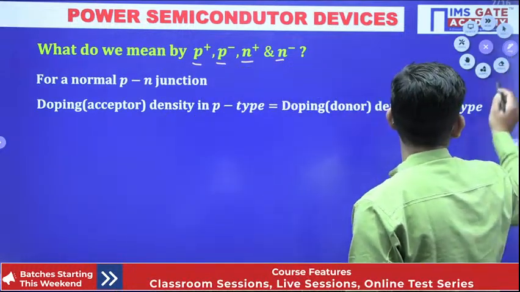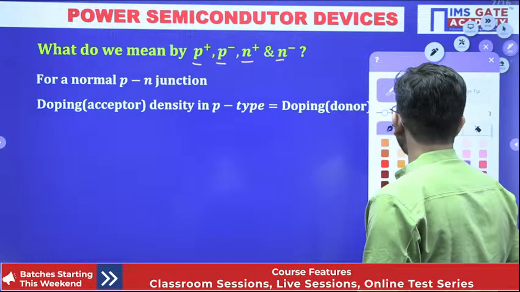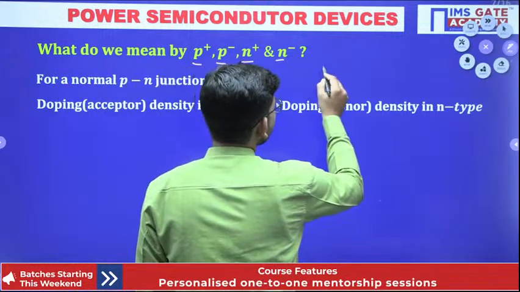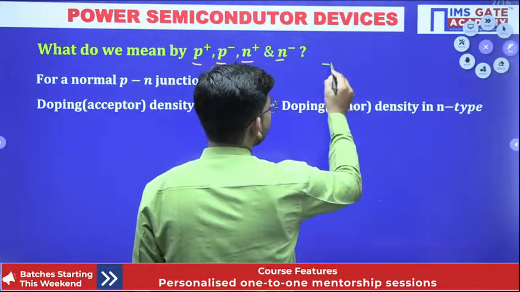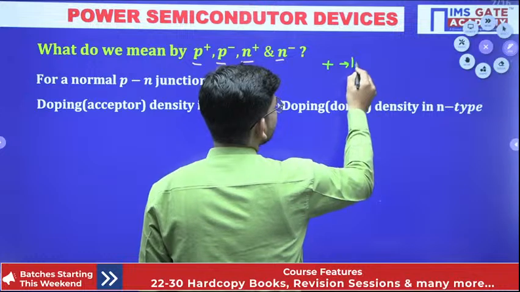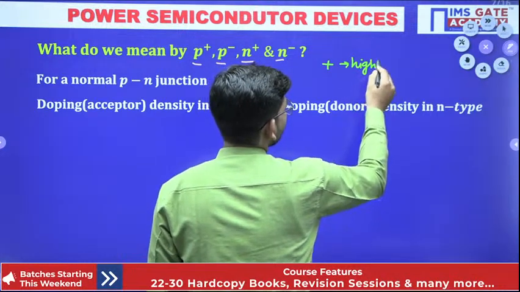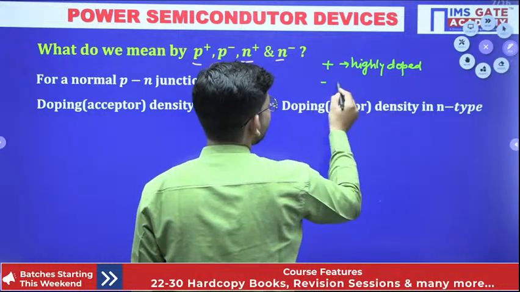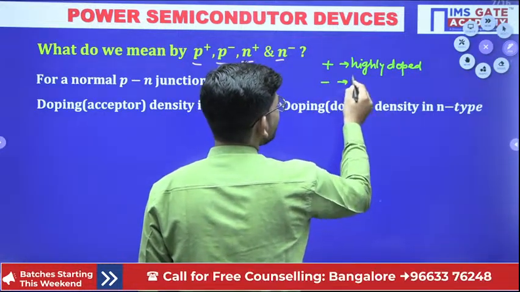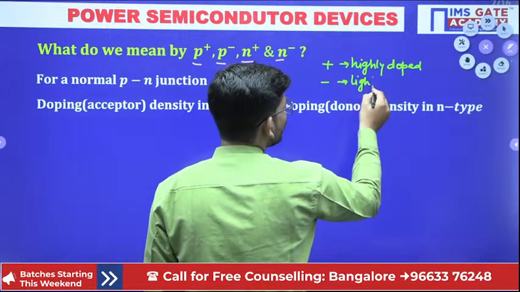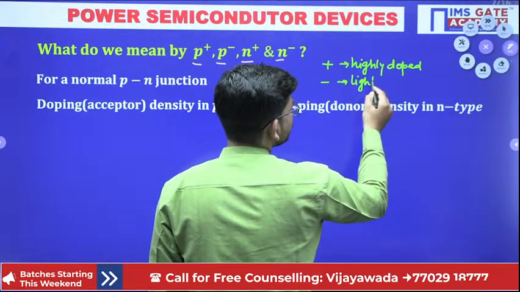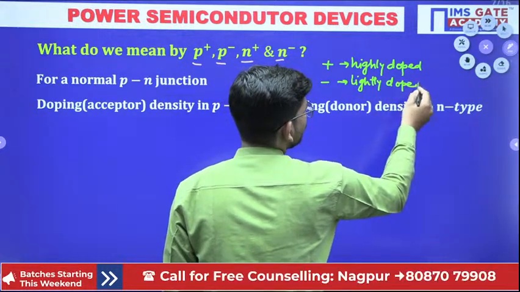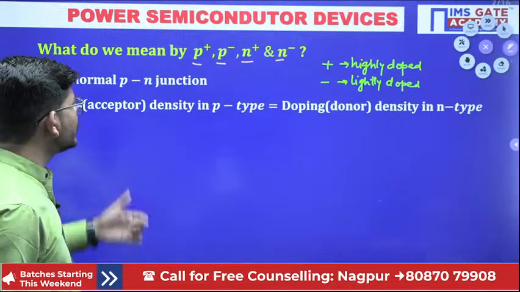So these plus and minus signs stand for lightly doped and highly doped regions. If we have positive, that indicates a highly doped region. If we have negative, that means a lightly doped region. Now exactly what do we mean by this? So just read this line.